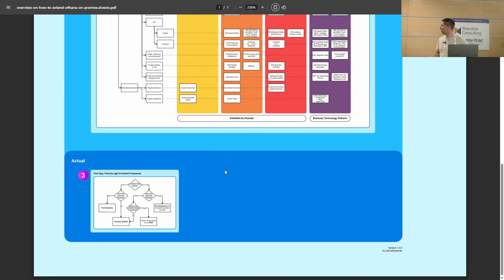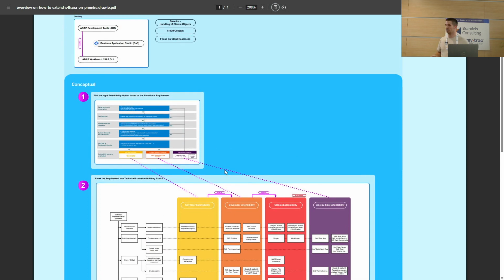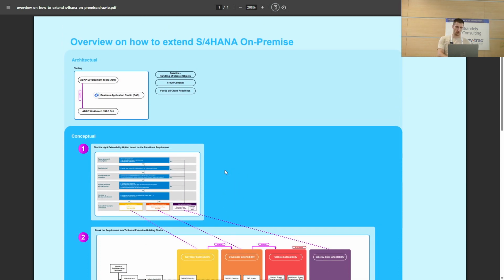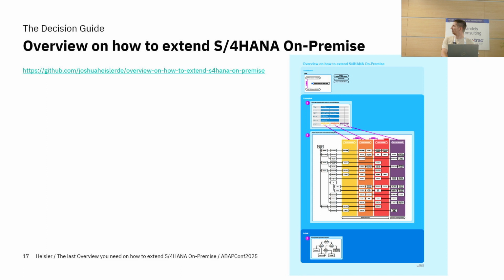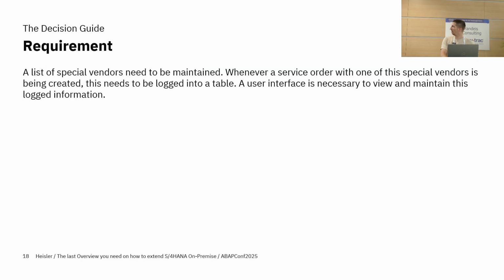Okay, enough of showing off the document. Let's actually check it out based on the requirement. I got a pretty simple one, just so that we can see how I have worked with it for some months now. This may not make sense, but it's a requirement. A list of special vendors needs to be maintained. Whenever a service order with one of the special vendors is being created, this needs to be logged into a table, and our employees need to be able to modify and view this logged information.